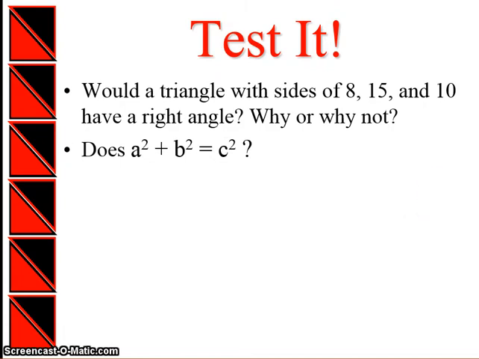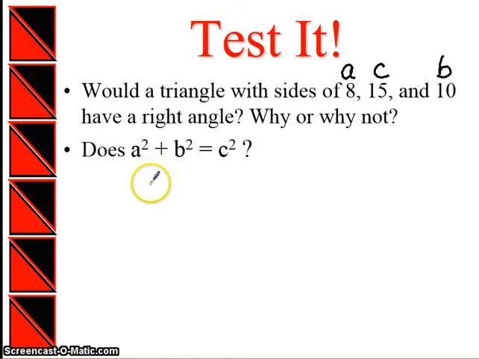Would a triangle with sides of 8, 15, and 10 have a right angle? Why or why not? In other words, does A squared plus B squared equal C squared? So let's first label A, our shortest side. Well, you notice our shortest side is 8. Now, let's label our medium side B. Our medium side is 10. And our longest side is 15. Notice they do not always have to be listed in order. You have to be able to decipher which one is the shortest, which one is the longest.